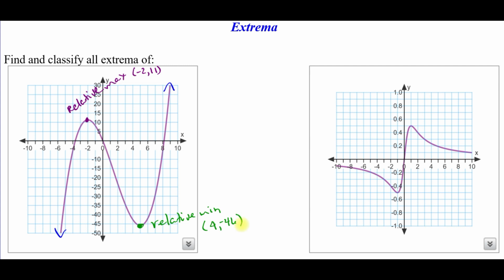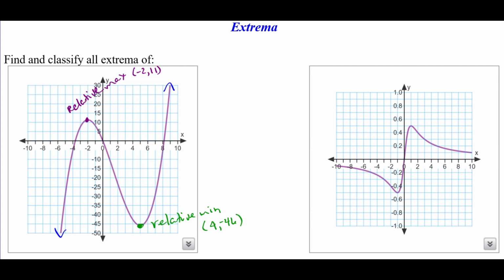Keep in mind that sometimes they'll ask you to give the maximum or minimum value, which means the y-coordinate of the point, and sometimes they'll ask you where the maximum or minimum occurs, and that's going to be the x value or the x-coordinate of the point. And then sometimes they will just ask for the point which represents the max or min. So you need to pay attention to your directions.